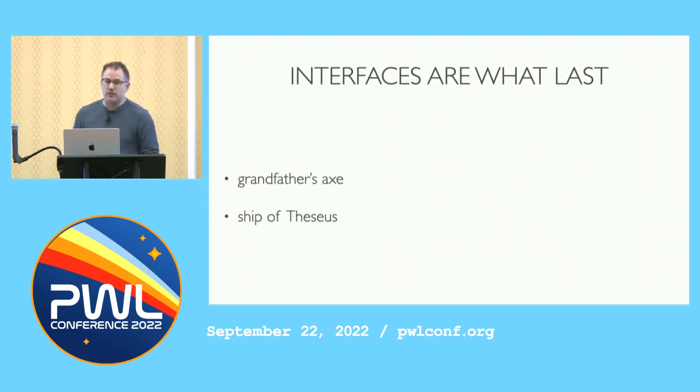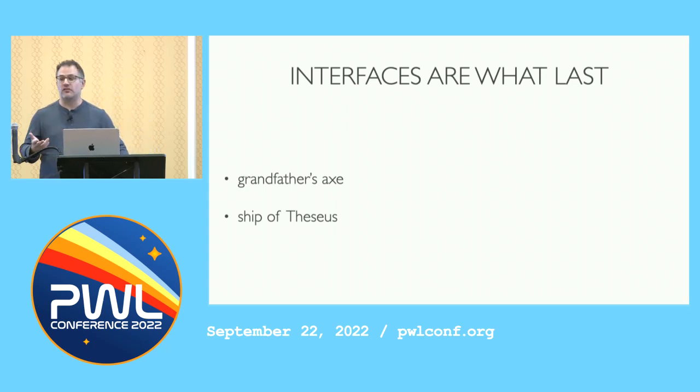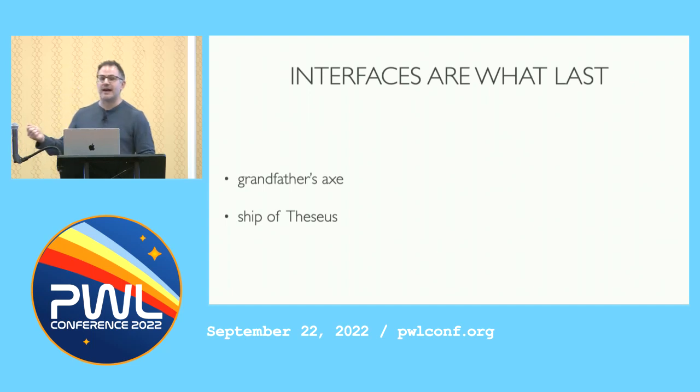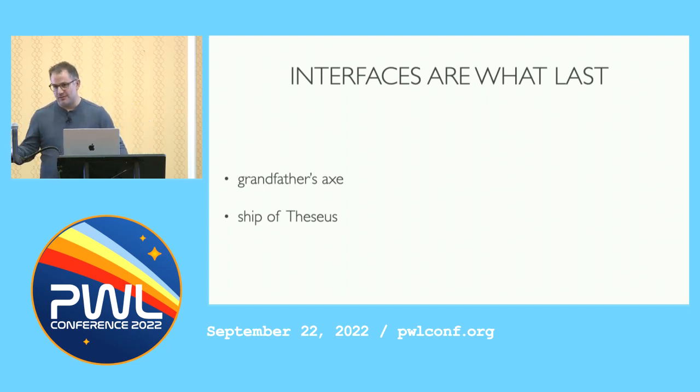So where I want to start is with interfaces, because interfaces are the longest lasting part of our code, and I think that this is easily demonstrated by 2 closely related thought experiments. The first is the grandfather's axe. My grandfather had an axe, he replaced the handle, he replaced the blade. Is it the same axe?